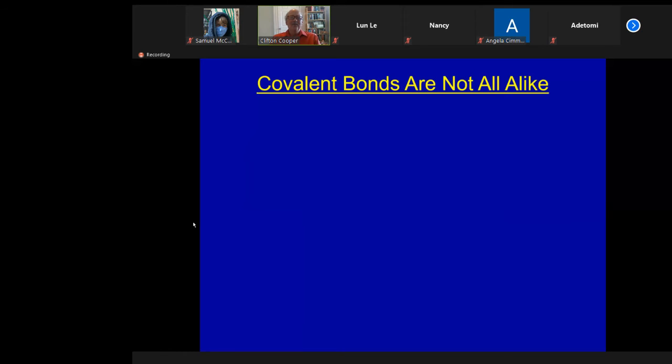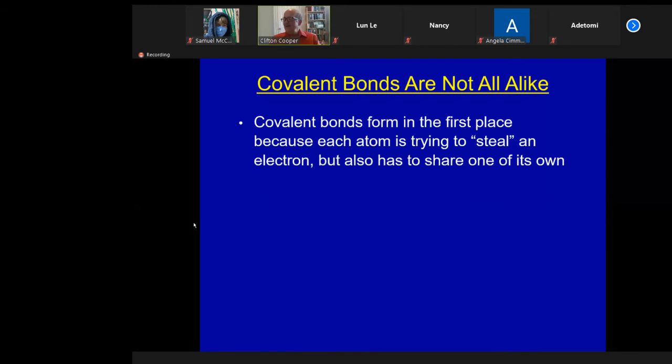So that's some of what we go into here. And again, in a normal class setting, I would have you making those models, but we don't have that option here. Now, here's the thing about covalent bonds. They're not all the same. They're forming because you have two atoms coming together, and each one is trying to grab an electron from the other atom. But then it's having to give up a piece of one of its own.